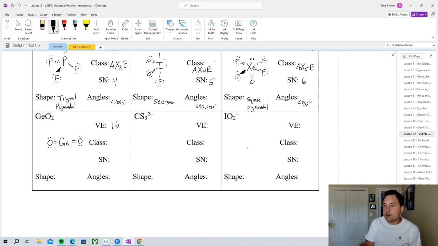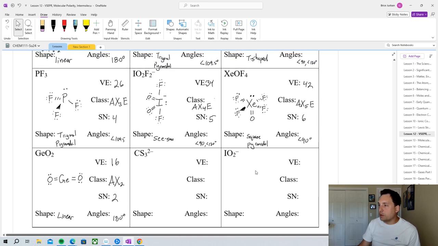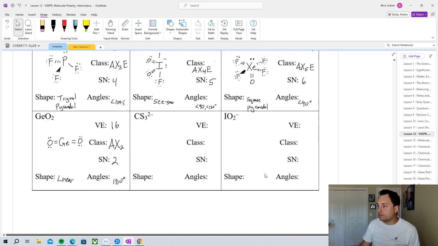And because there's 3 atoms, this is just going to be our AX2 notation. This is a linear molecule with 180 degree bond angles. And then these last 2 examples are molecules that will have resonance structures.